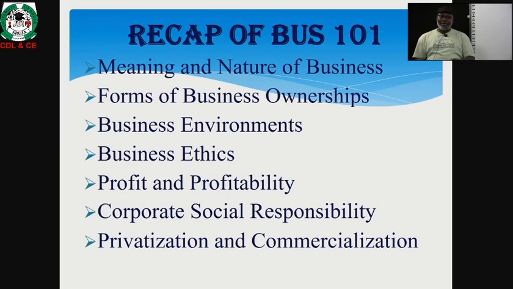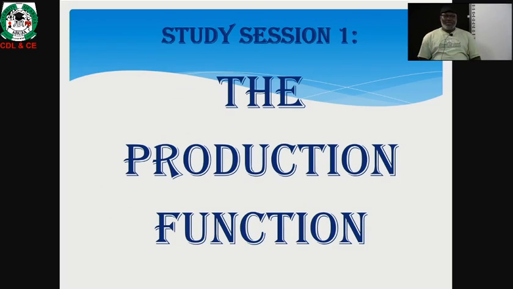By way of recap, during the first part of this class, in the first semester, we took 6 or 7 outlines, including the meaning and nature of business, forms of business ownership, business environment, business ethics, profit and profitability, corporate social responsibility, as well as privatization and commercialization. Now, we'll start the first session for the semester, the production function.